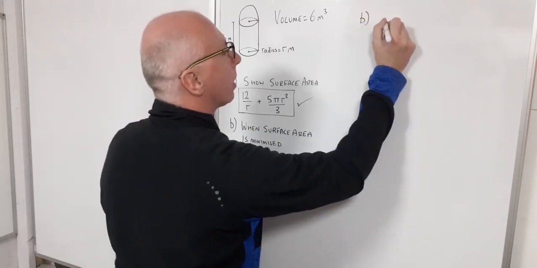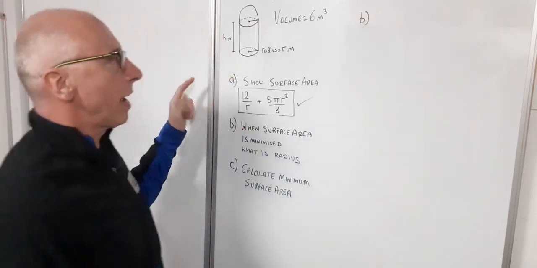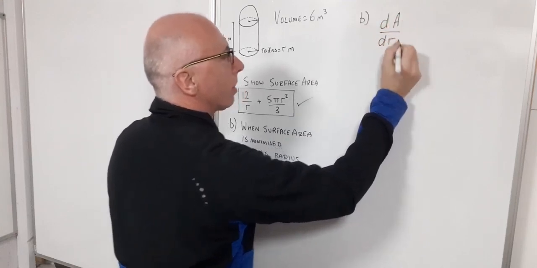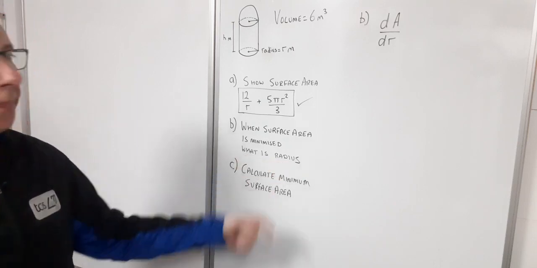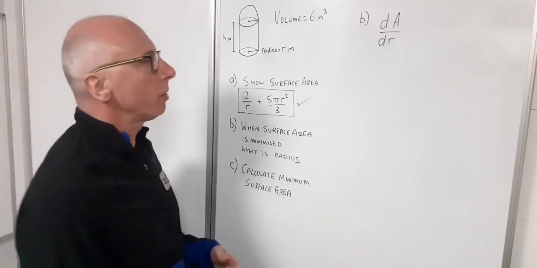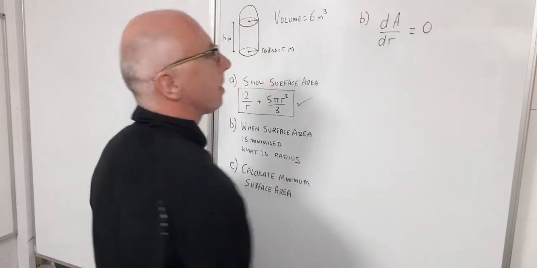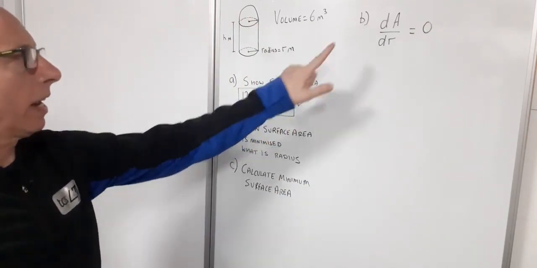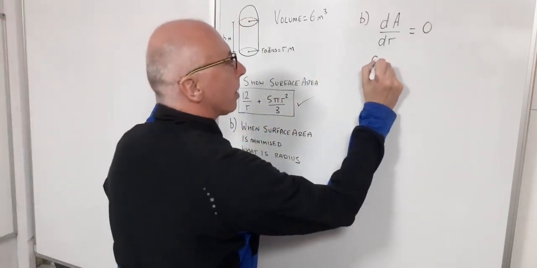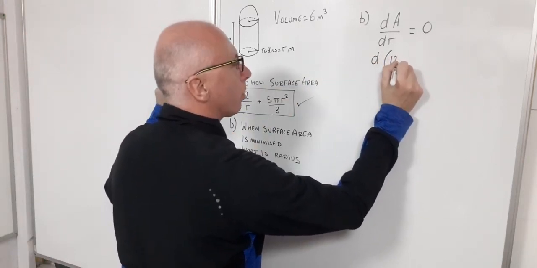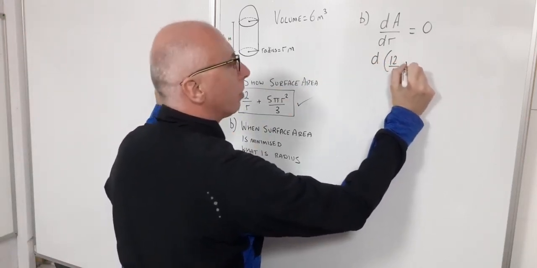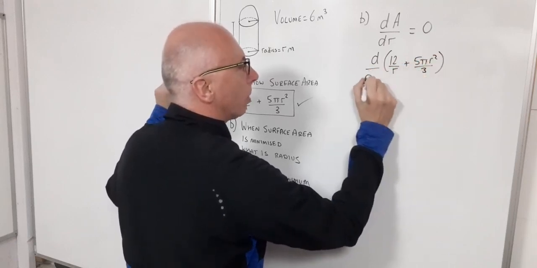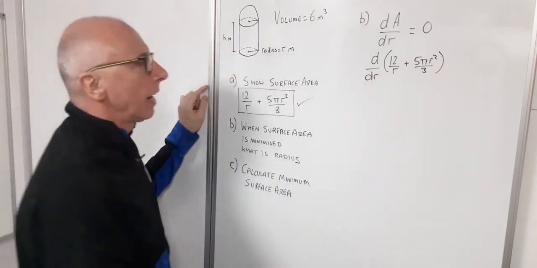So part B. That's our area, we worked that out in part A. What we want is the derivative of the area with respect to the radius, because the radius is what we want, and set it to 0, and then solve for our variable r. So let's put this value in there for our area. Now we want the derivative of 12 over r plus 5 pi r squared over 3, all with regards to r, and then that is going to be 0.